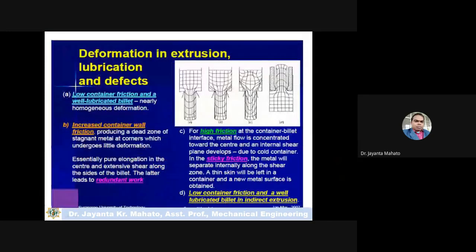Now, in the previous class, I told the flow of material in the extrusion process. So this is the way of flow of material in the extrusion process.